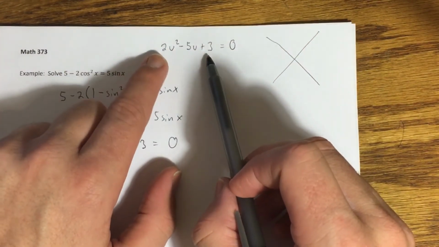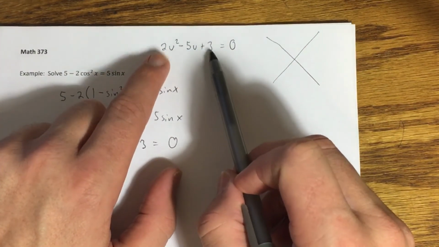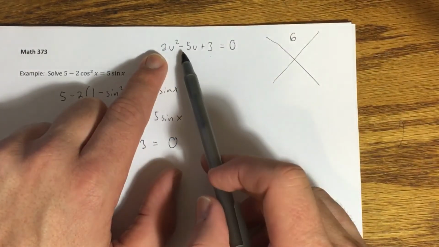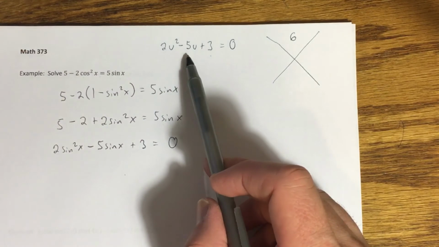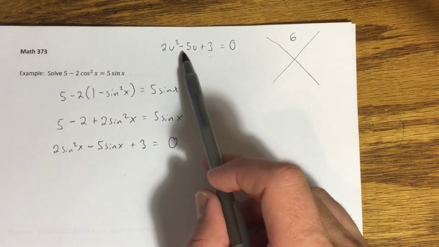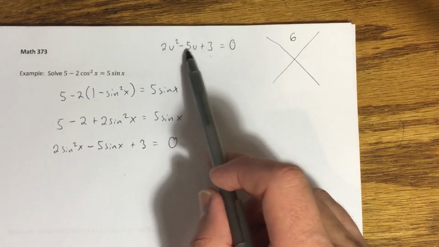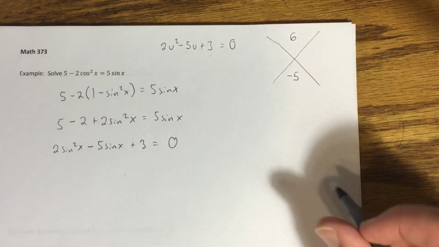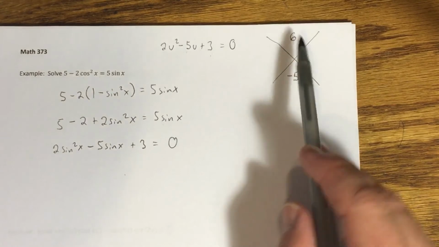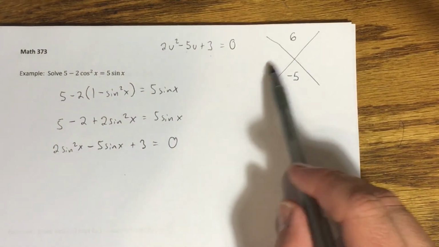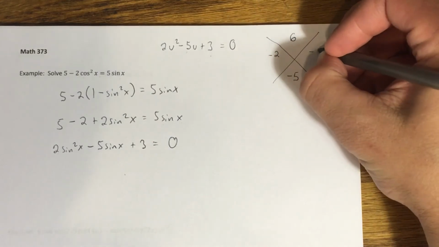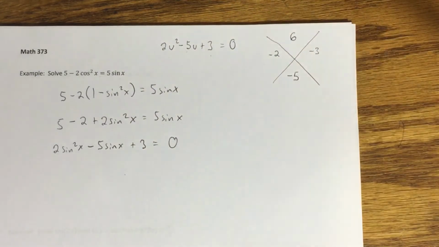You multiply your leading coefficient and your constant term, 2 times 3, that's 6. And then you take the linear coefficient, which is this guy, this -5, and you put that down here. Okay, the next thing I'm doing is I'm looking for two numbers that multiply to 6 but add up to -5. It doesn't take a whole lot of work to see that that would be -2 and -3.